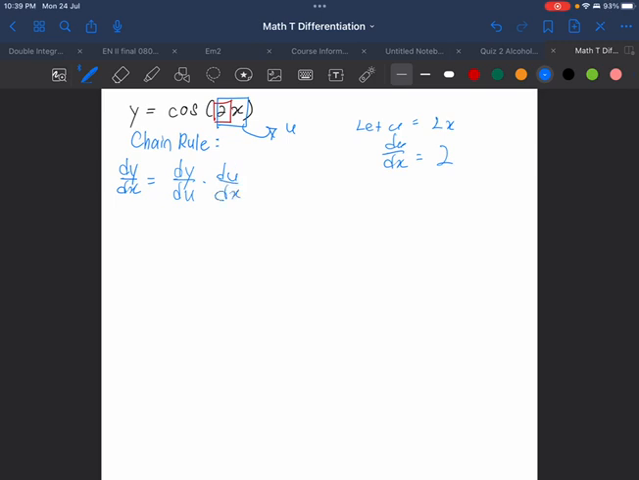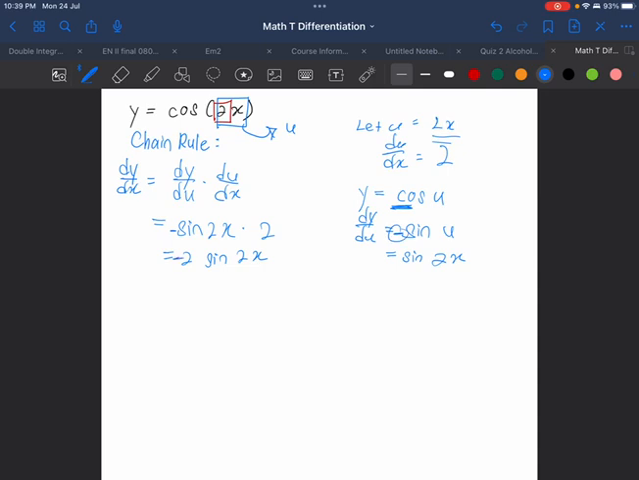Where y is equivalent to cos u, and dy/du is equivalent to sine u. Right, so u is equivalent to 2x, so it's sine 2x multiplied by 2, so it's 2 sine 2x. Oh, I'm sorry. When we differentiate cos, it will get a negative sign.